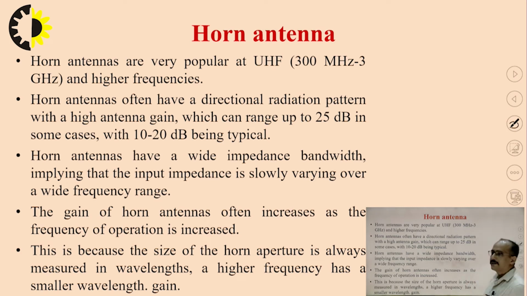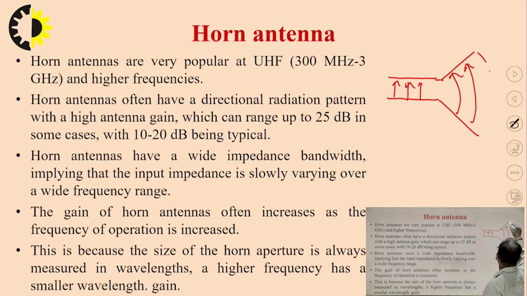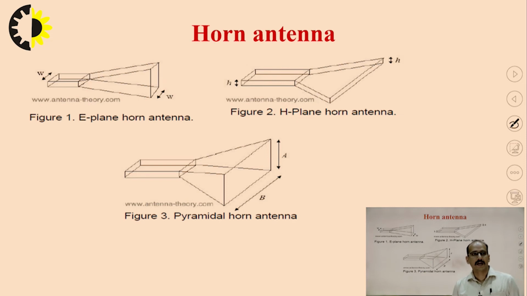Actually, I told you in the previous lecture, if a transmission line is widened at the end and it is fed by some electromagnetic energy, then at this wider end it will radiate in such a way into the outer atmosphere. That same pattern will be used for the horn antenna construction. By this diagram you can easily identify this.